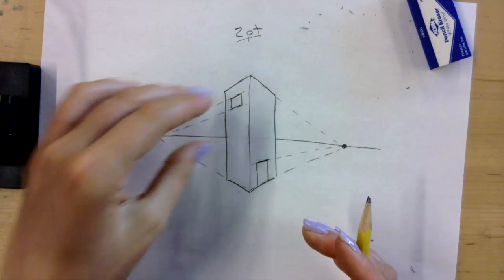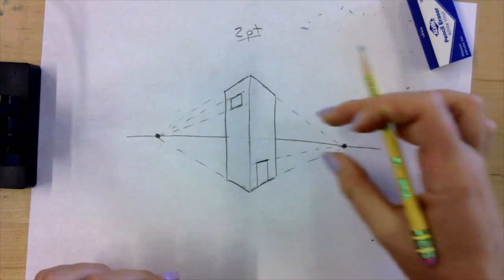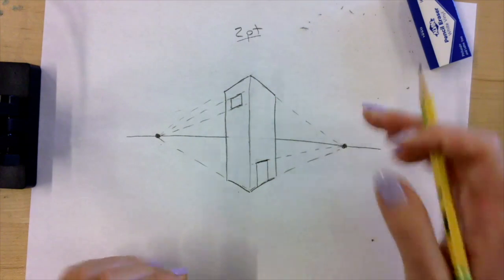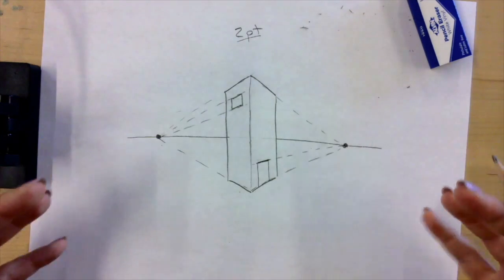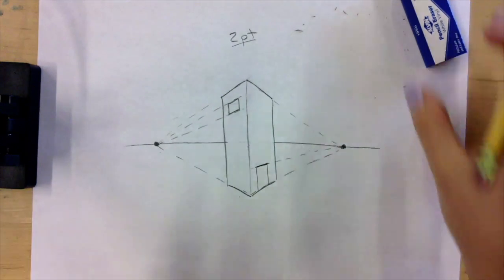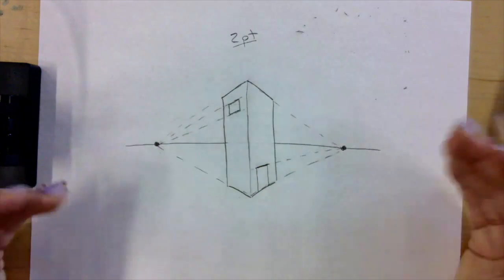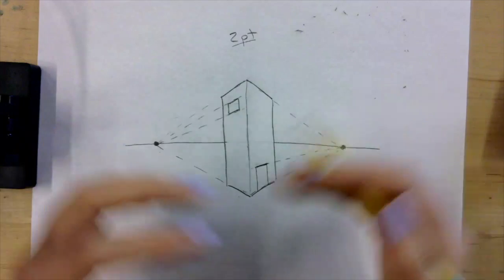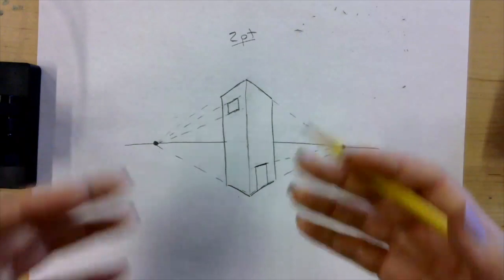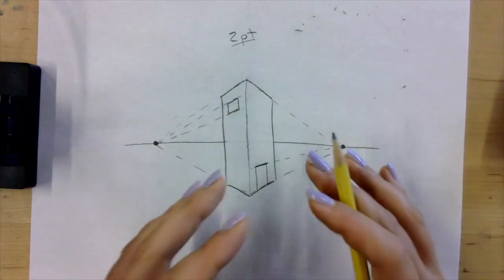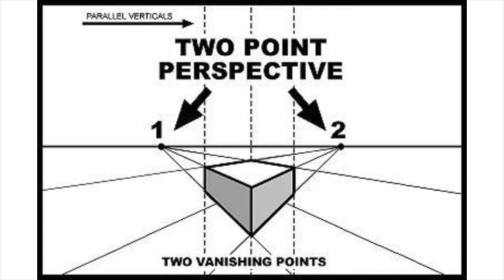Everything here is going towards this vanishing point, everything here is going towards this vanishing point. And then from there you can kind of build on and create more and more structures. It's a little more complex just because you always have to keep in mind which vanishing point you're going towards, and you just kind of always have to check things. So even though the beginning might seem a little more simple, 1-point perspective is definitely where you want to start when you're beginning perspective drawing.